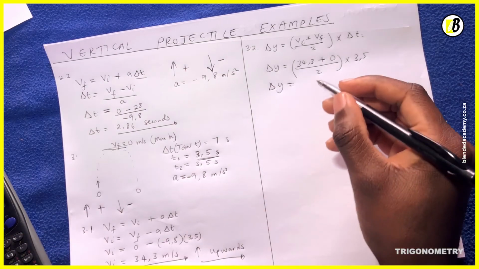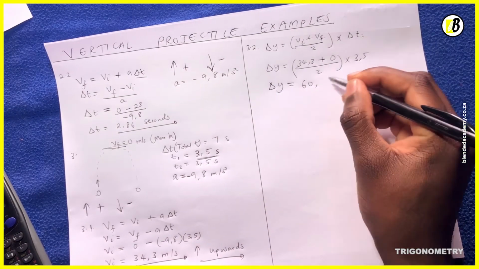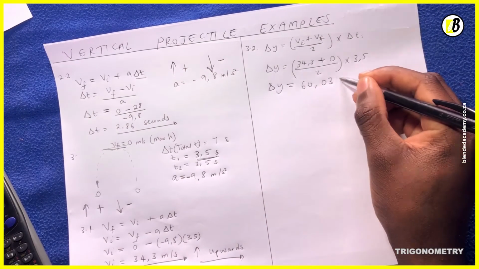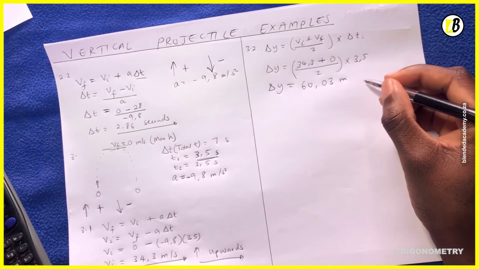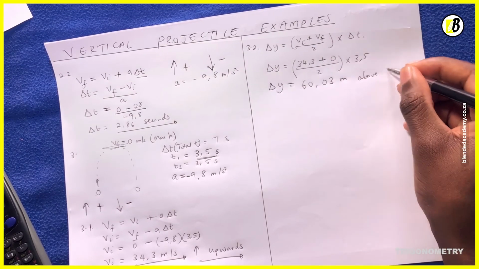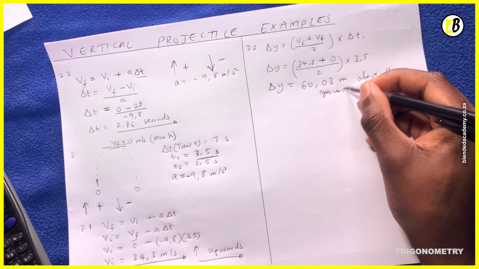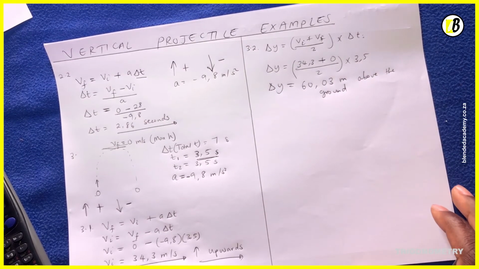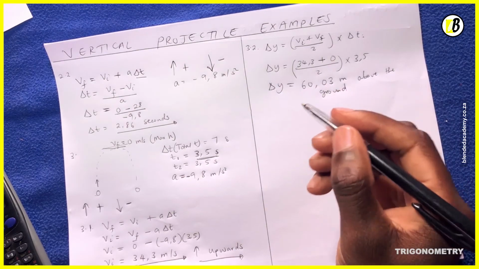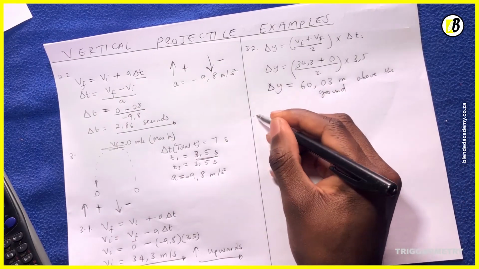All right, we're going to get 60.03 meters. This is above the ground. You understand? So you need to put in these details when you're solving such questions to ensure that your solutions are complete. You understand? You know what you're dealing with.